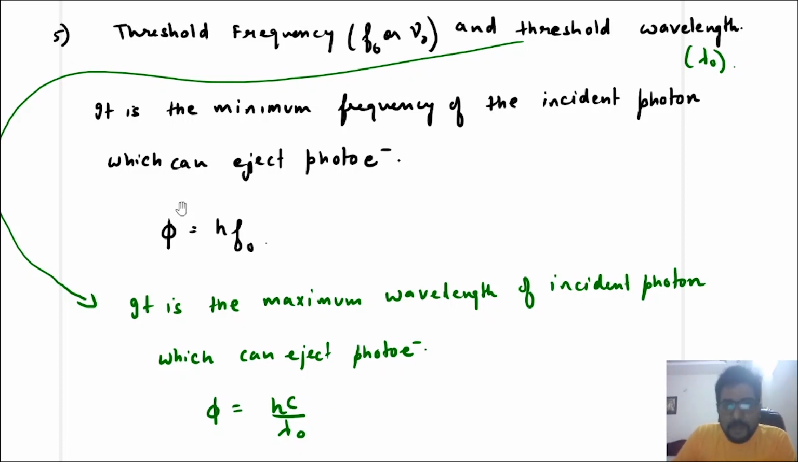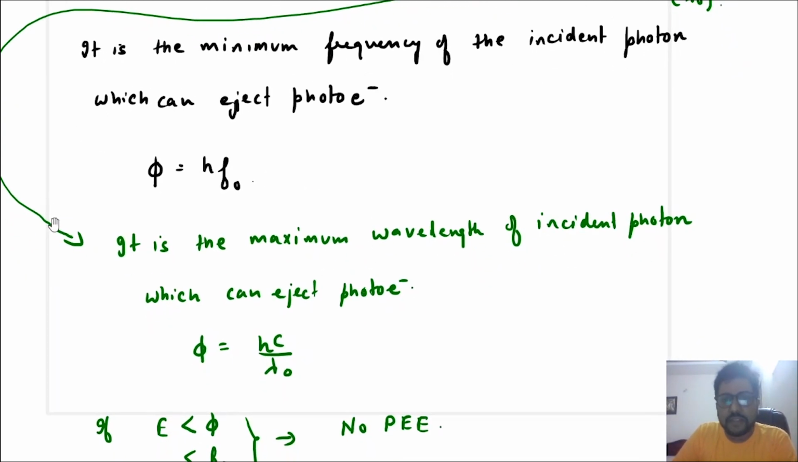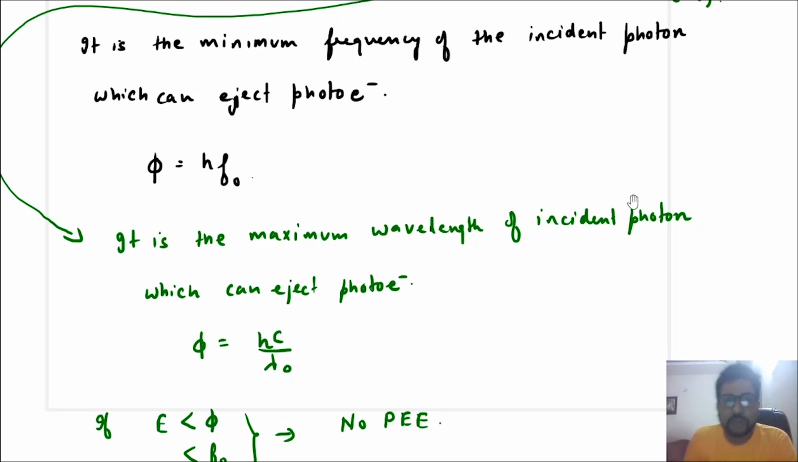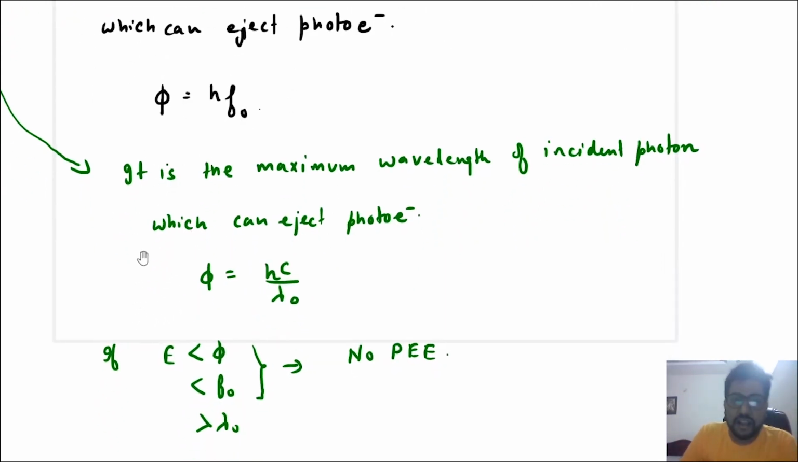Similarly, you know that E is equal to hc by lambda. That means E is inversely proportional to lambda. That means the more the wavelength, the less the energy, right? So that is why threshold wavelength is defined as the maximum wavelength of the incident photon which can eject photoelectrons. So you will say phi is equal to hc by lambda naught.